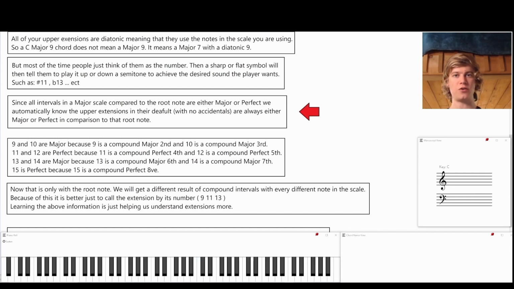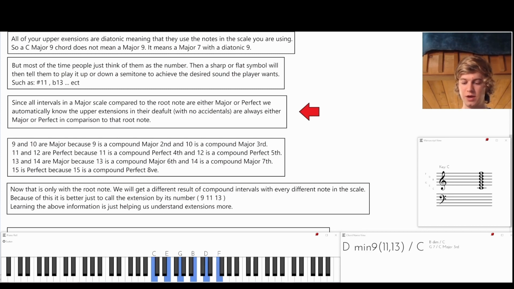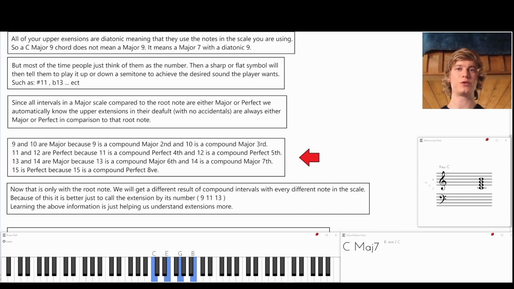So that means if I make a chord starting from C, so let's say I do a C major 7 chord, that means if I add my diatonic upper extensions, I know they're either going to be major or perfect. So in this case, I have a compound major 2nd, a compound perfect 4th, and a compound major 6th. So now I know we're only talking about odd numbers, but just to understand these upper extensions a little more, when I'm looking at the context of C, 9 and 10 are both going to be compound major intervals, because 9 and 10 are the same thing as a second and a third. And since both of these are major, when they turn into their compound interval, they remain major.